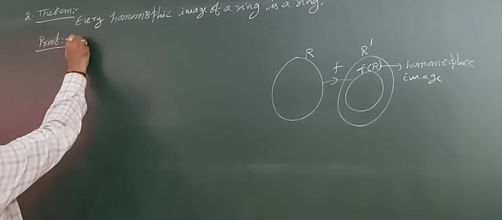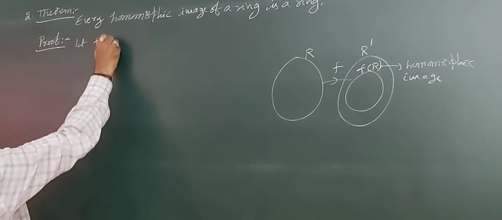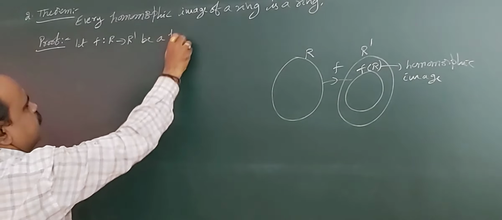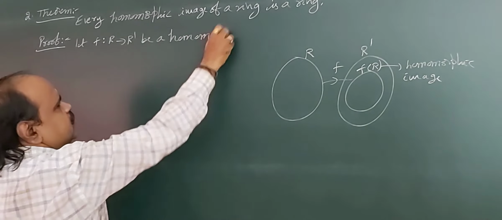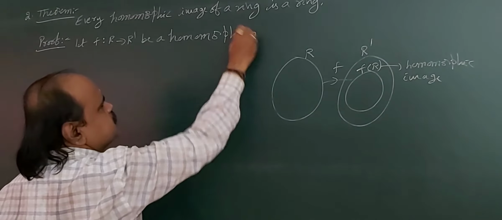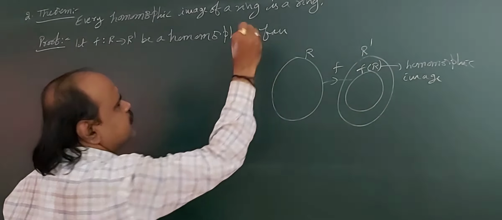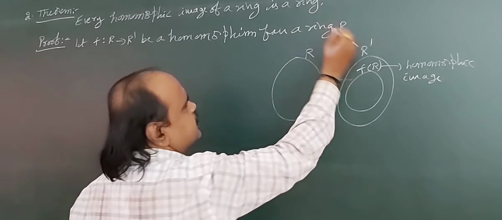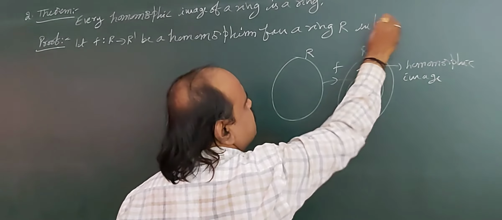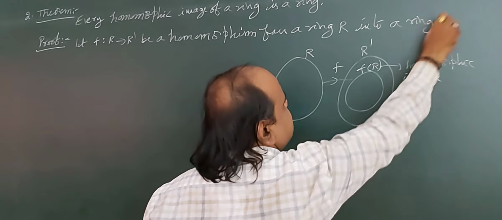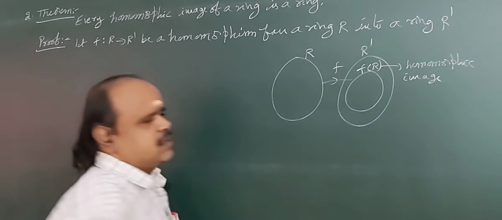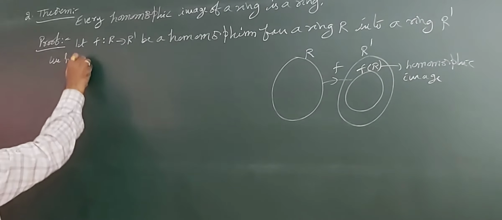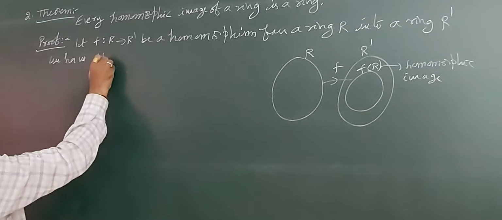So come to the proof. Let small f from R to R dash be a homomorphism from a ring capital R into a ring R dash. Okay, we have the homomorphic image.